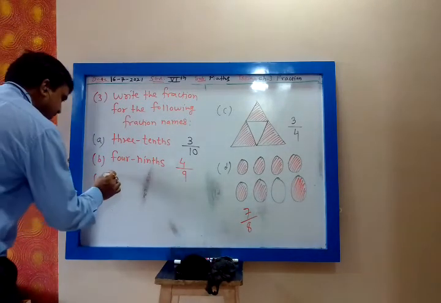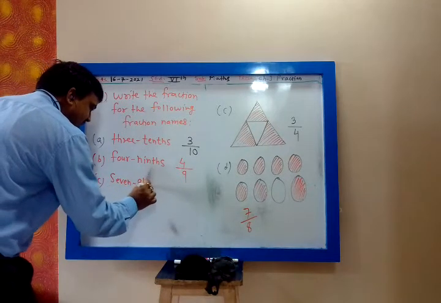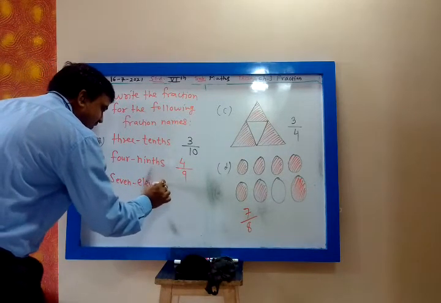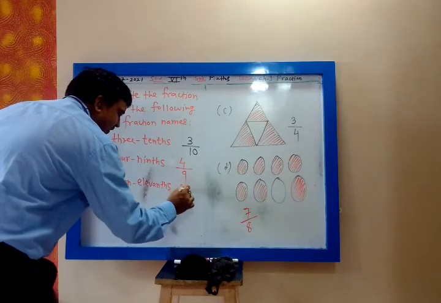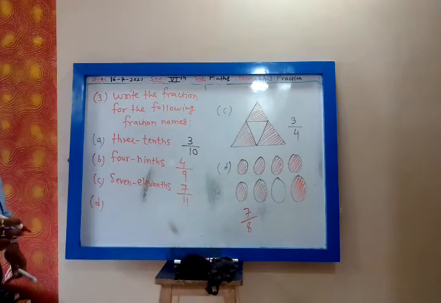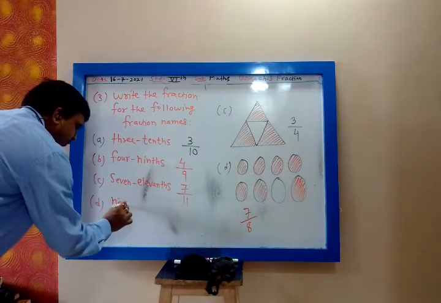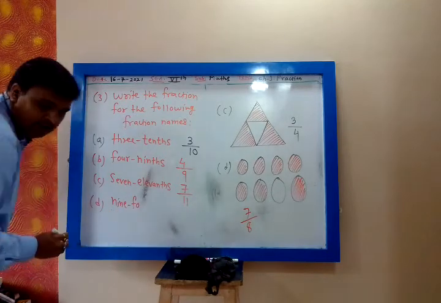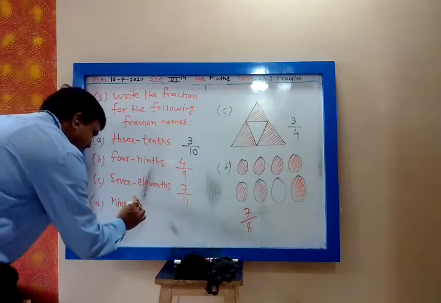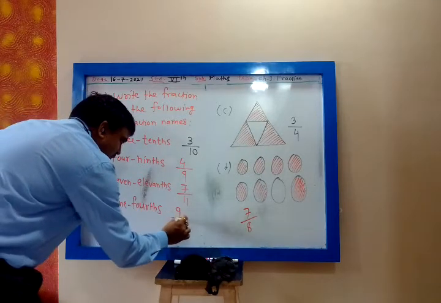C, 7/11. So that is 7 upon 11. D, 9/4. So that is 9/4 means 9 upon 4.